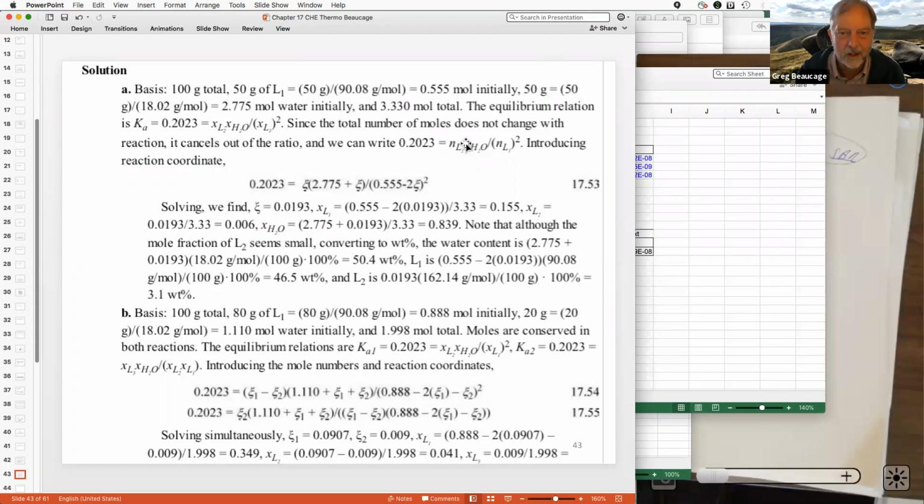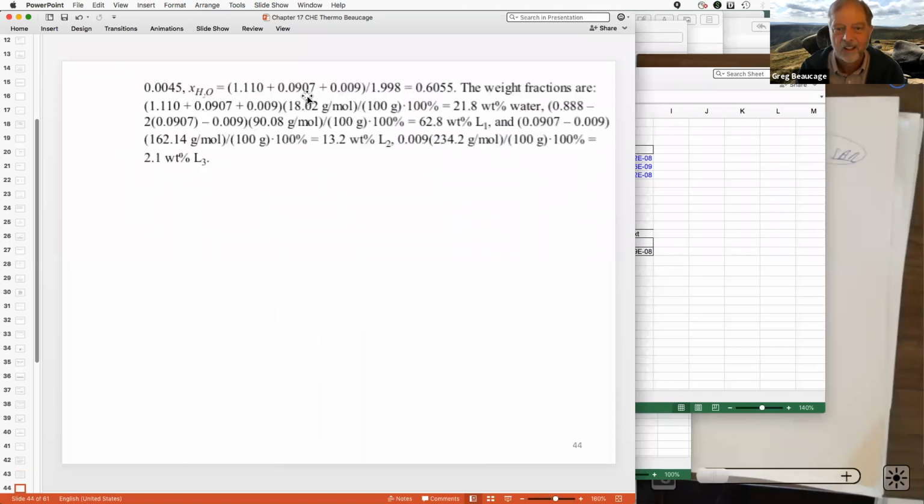You can just do number of moles. X would be number of moles over total number of moles, and the total number of moles is constant. So that falls out of the equation, and you just have number of moles. That makes it a little bit easier to calculate. So the point of this is just, for the liquid state, you just use X. And then for the solid state, it falls out of the equation totally.